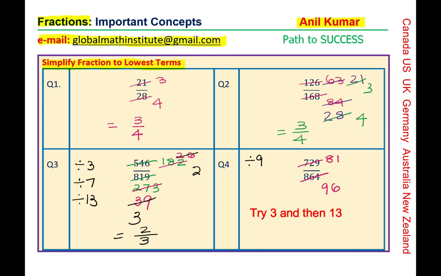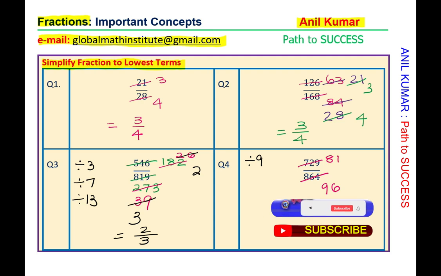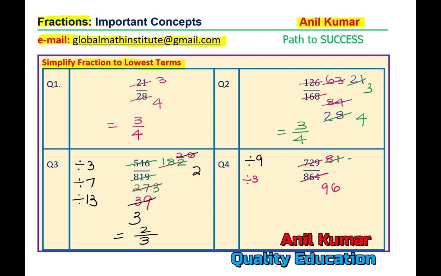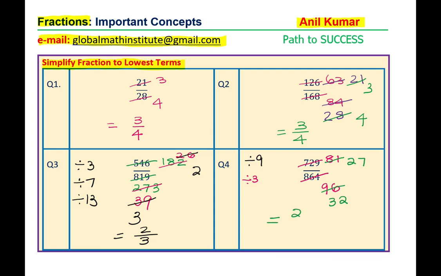Now, what number can help? When such situations occur, you need to try different numbers, correct? 96, you can divide by 3. 81, you can still divide by 3, right? So we can continue dividing by 3 now. If I divide by 3, what do I get? 81 divided by 3 is 27, and 96 divided by 3 is 32. So we have 27 over 32. Now 27 is 3 times 9, and 32 has all 2's, 2 times 2 times 2 times 2 times 2. So we cannot further simplify. The result is 27 over 32.